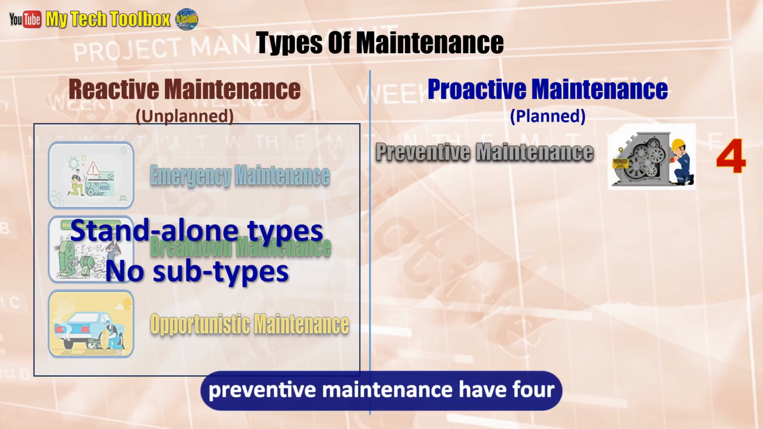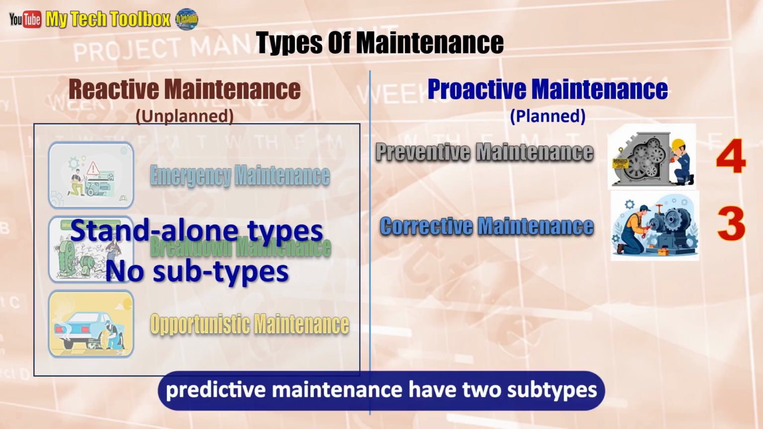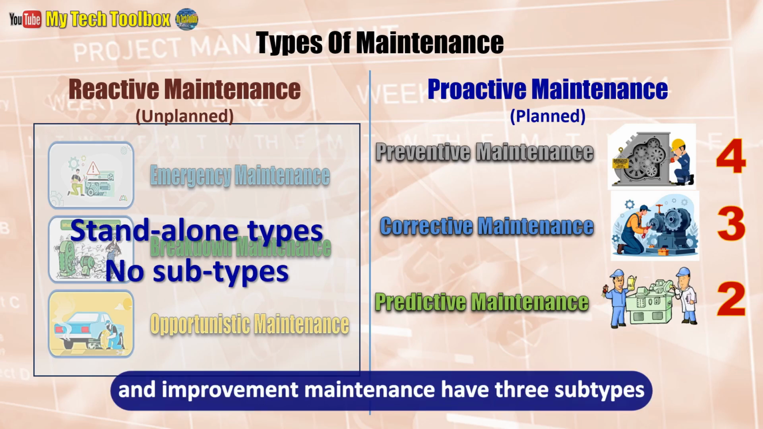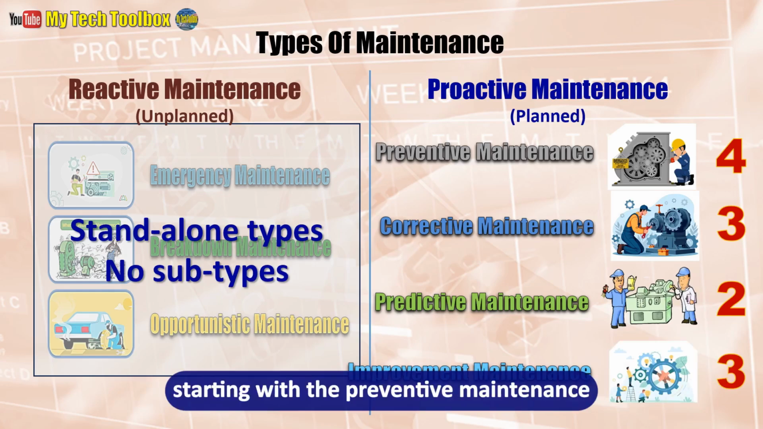Preventive maintenance has 4 subtypes. Corrective maintenance has 3 subtypes. Predictive maintenance has 2 subtypes. And improvement maintenance has 3 subtypes. We look at the details of the subtypes, starting with the preventive maintenance.